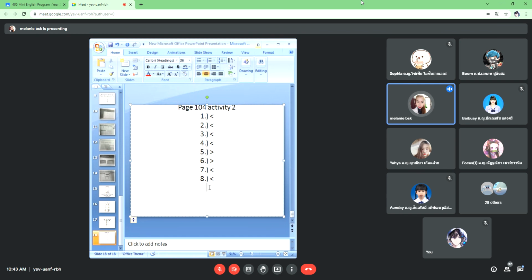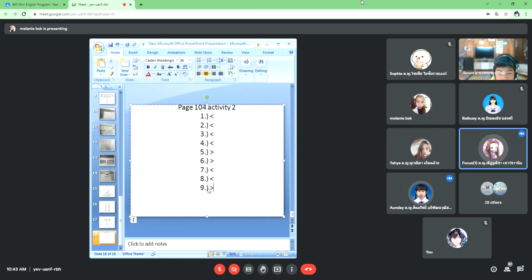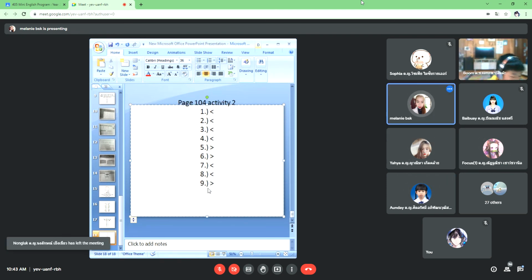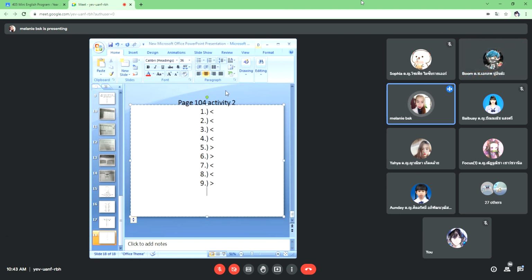Okay, now here we go. For number 9, we have 49.6 and 40.6. Less than or greater than? Greater than. How about number 10? We have 83.7 and 83.9. Less than. Number 10 is less than, children.